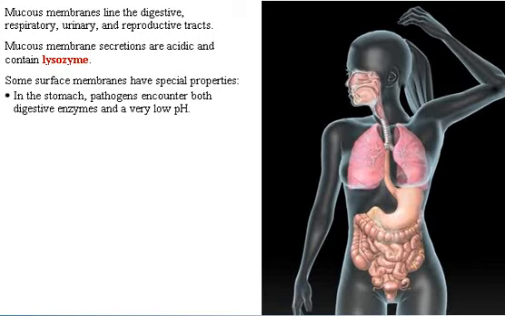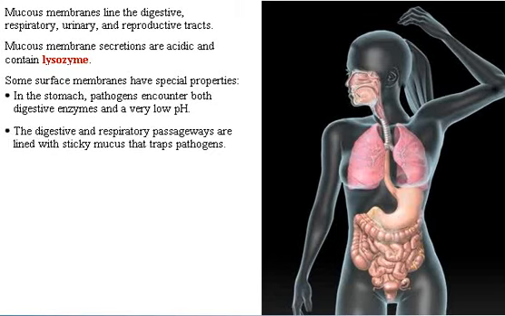For example, in the stomach, pathogens that may have entered through the mouth encounter both digestive enzymes and a very low pH. The digestive and respiratory passageways are lined with sticky mucus that traps pathogens. Click the trachea to see mucus trap pathogens.